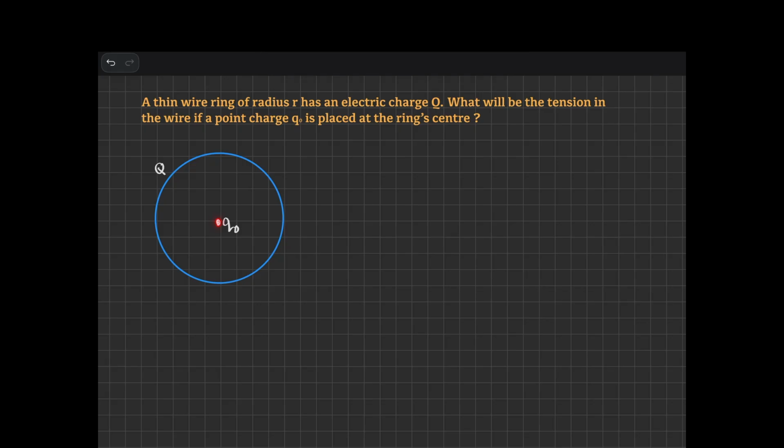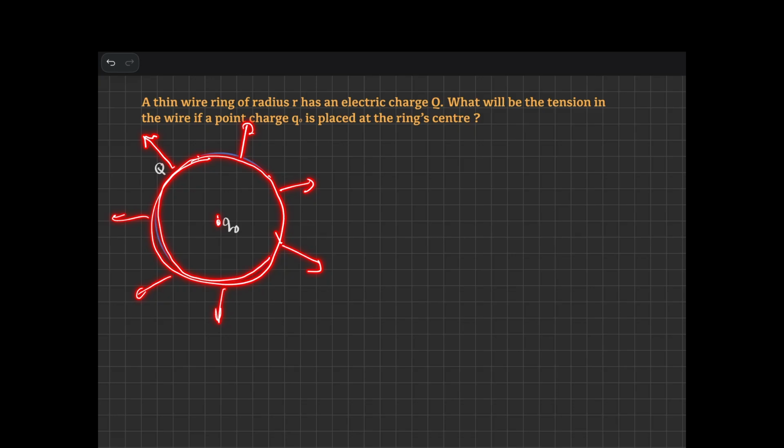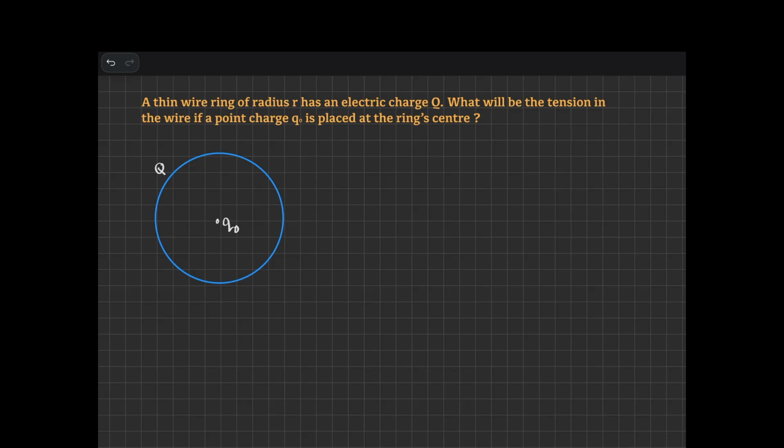because of this charge, this ring charge will get pushed sideways like this. Considering both are of same nature, both positive or both negative, in that case this will be pushed. So the wire will try to stretch radially outward, but it is a rigid body, so it won't stretch practically, but there will be a tension developed along the length of the wire, and we need to find that tension.